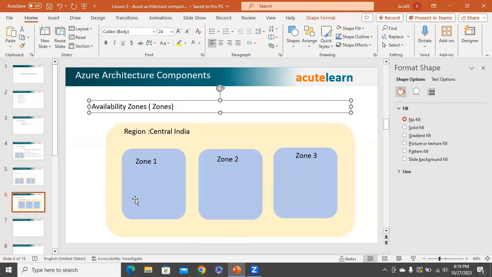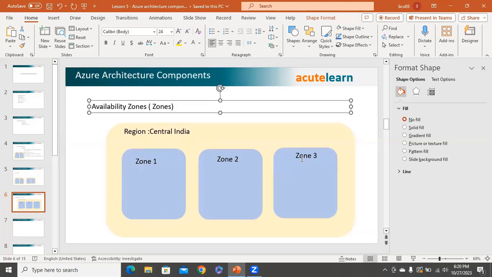For any reason, if there is a power failure in zone 1, it doesn't impact zone 2 and zone 3. Could be a network connectivity failure, hardware failure, any kind of failure which happens in zone 1 will not impact zone 2 and zone 3. So within a specific geographical region, Microsoft has grouped the data centers, backed with power, internet connectivity, and other things, and called them zone 1, zone 2, and zone 3.